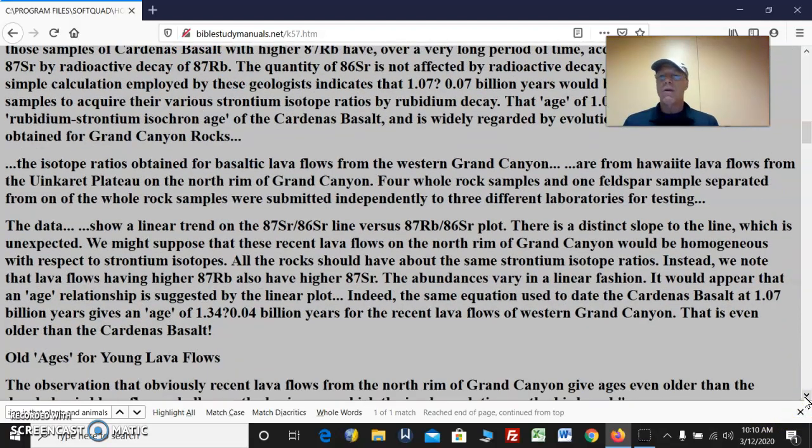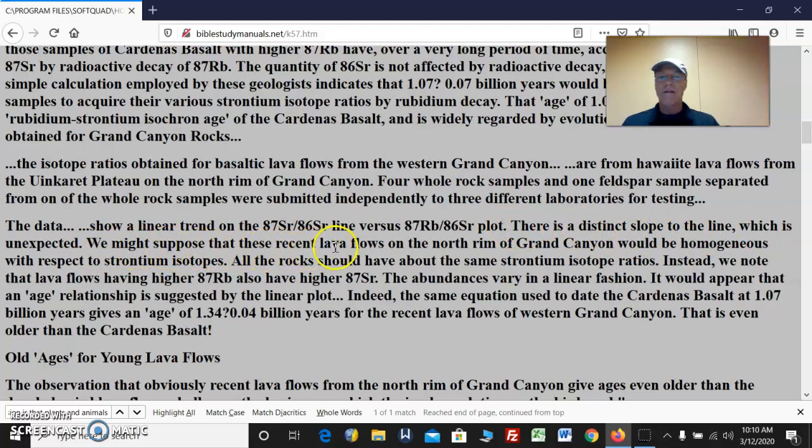congratulations. Now the isotope ratios obtained from the basaltic lava flows of the western Grand Canyon, from the Uinkaret Plateau on the north rim of Grand Canyon. 4 whole rock samples and 1 feldspar sample separated from one of the rock samples were submitted independently to 3 different laboratories for testing. Okay, here we go. The data show a linear trend on the 87 strontium over 86 strontium versus 87 rubidium over 86 strontium plot. There is a distinct slope to the line, which is unexpected.